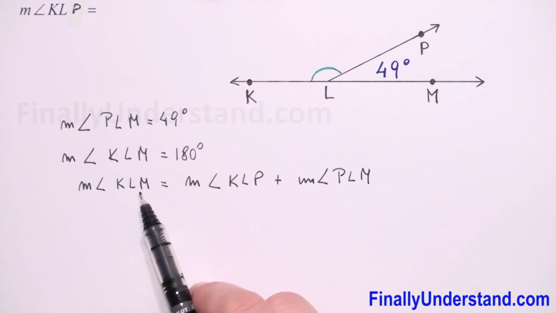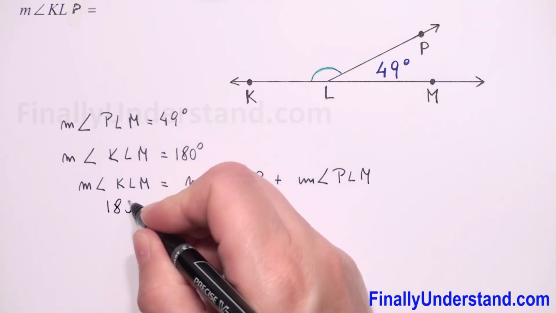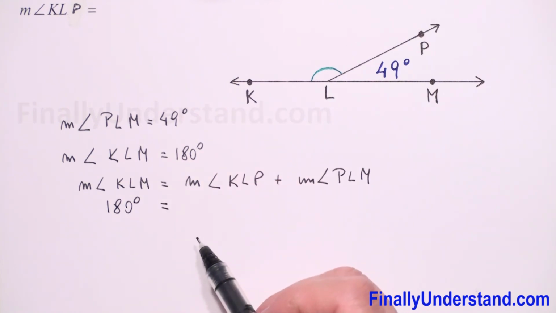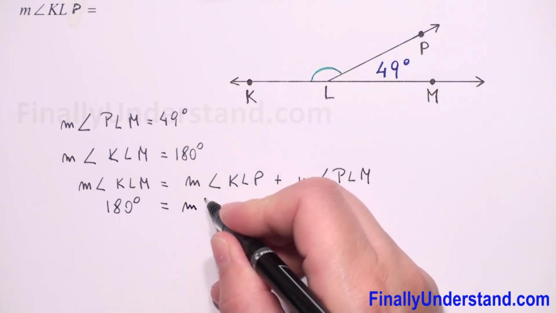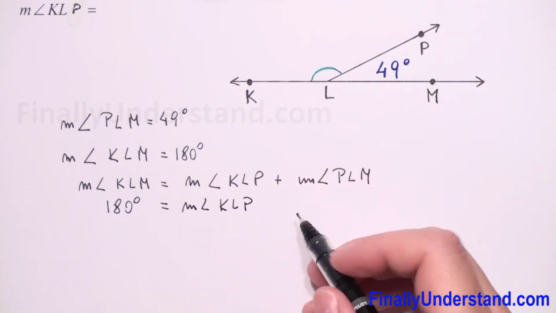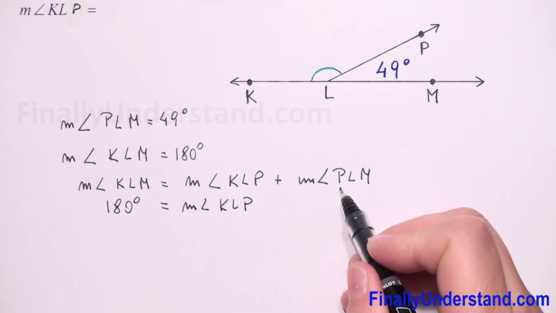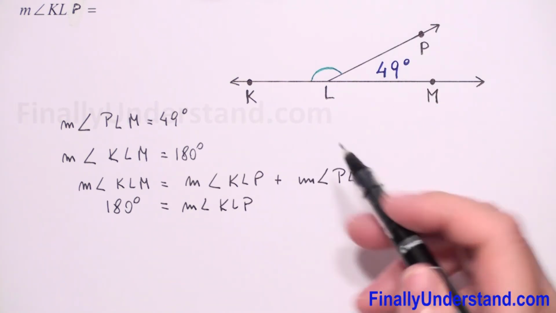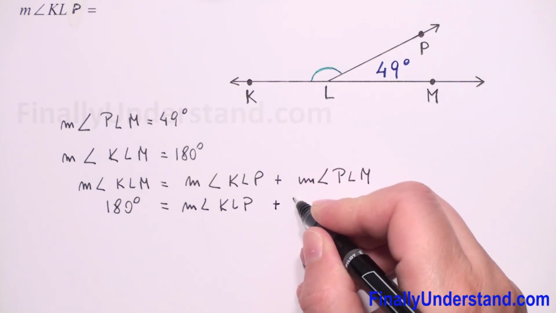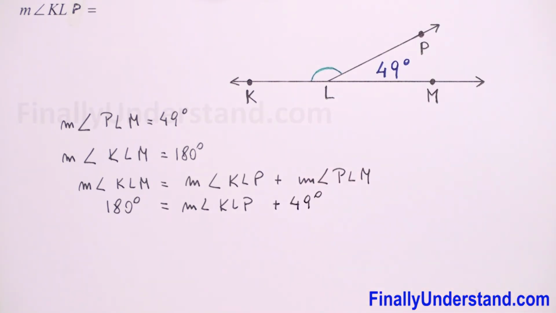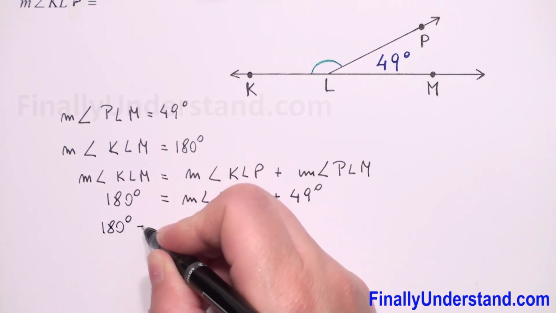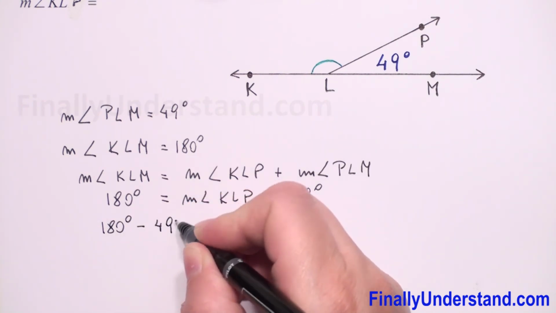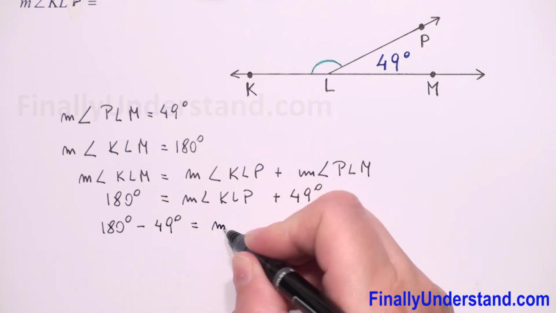Measure of angle KLM is 180 degrees. This is equal to, we have to find measure of angle KLP, and we have given that angle PLM is 49 degrees. So we have plus 49 degrees. So now we will move 49 degrees to the left side. So we will have 180 degrees minus 49 degrees.